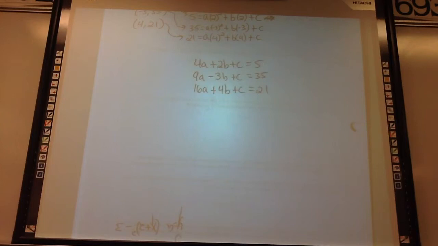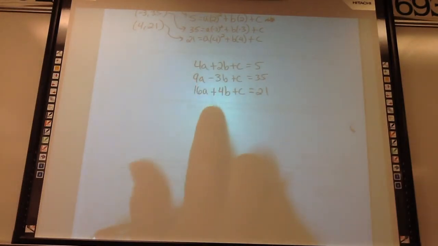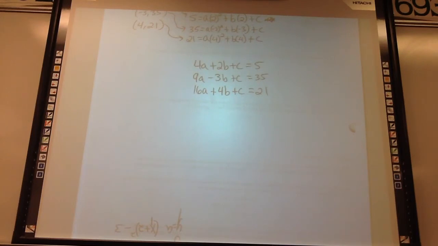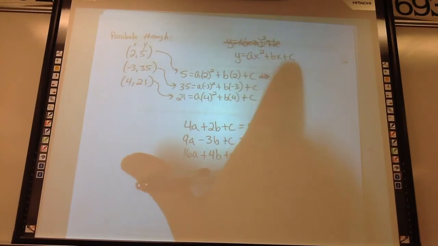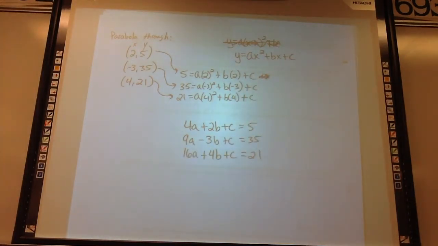Just plug them all in, simplify a little bit. Now what are you going to do with this, do you think? Yep, solve them. Solve for A, B, and C. Once you have A, that's your number right there. Once you have B, that's your number there. Once you have C, that's your number there. And you have the equation of your parabola.